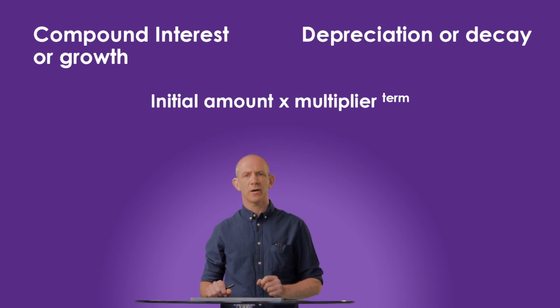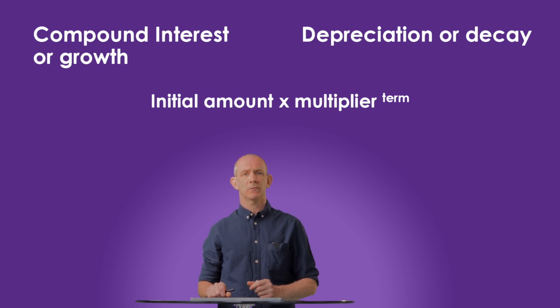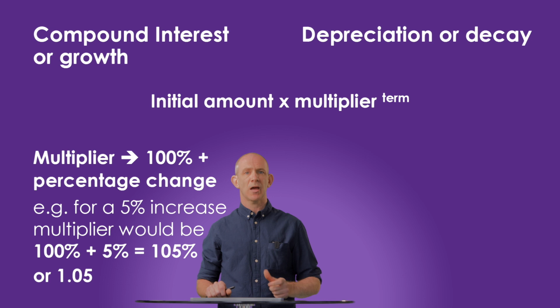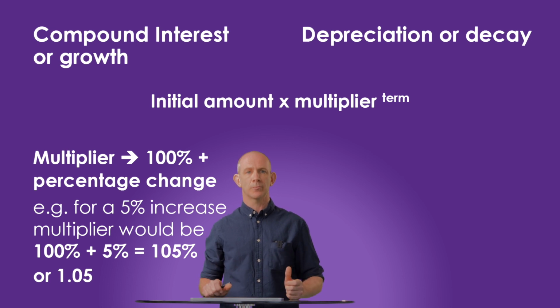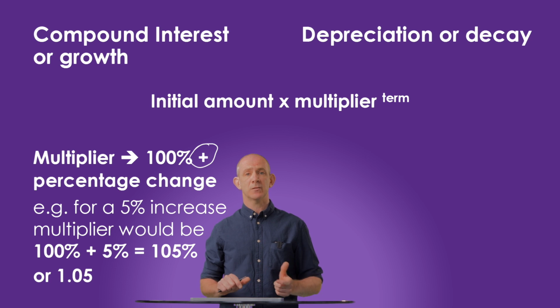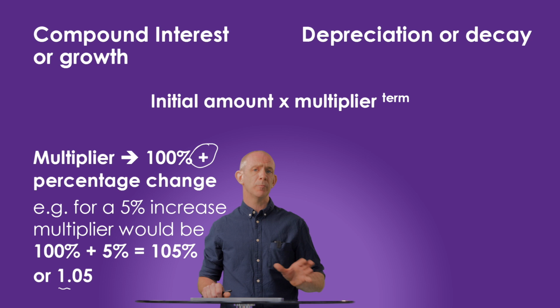We start with the initial amount, which is sometimes called the capital or initial investment, if we're referring to money. Next, we have the multiplier, which is dependent on whether something is growing or decaying. If there is growth, as in compound interest, we'll take the 100% of the initial amount and we're going to add the percentage growth. For instance, a 5% increase would be 100% plus 5% to give 105%, or 1.05 as a decimal.